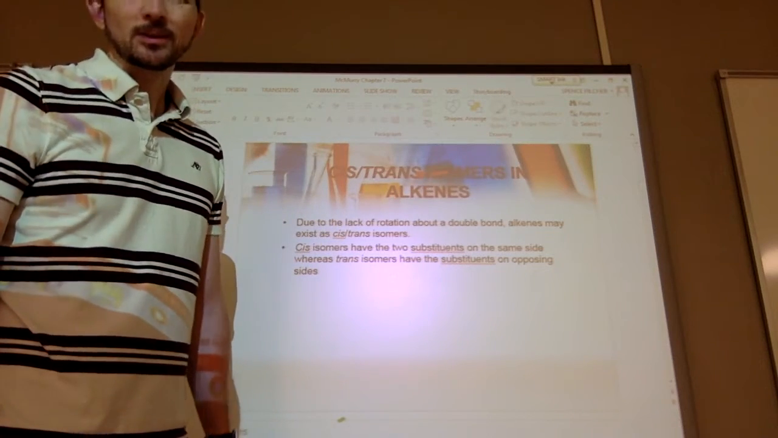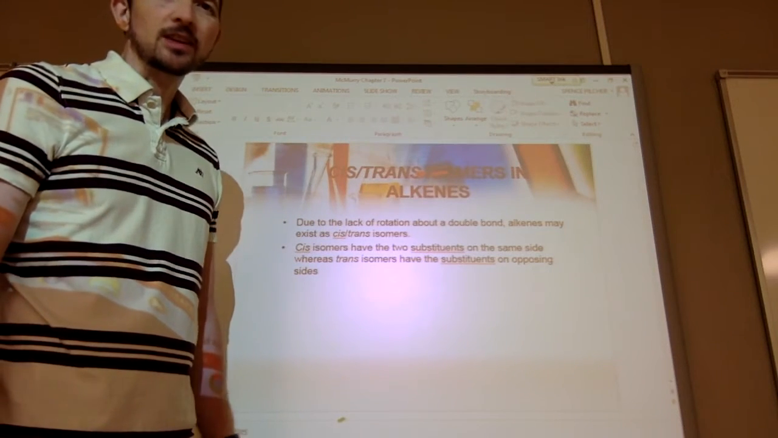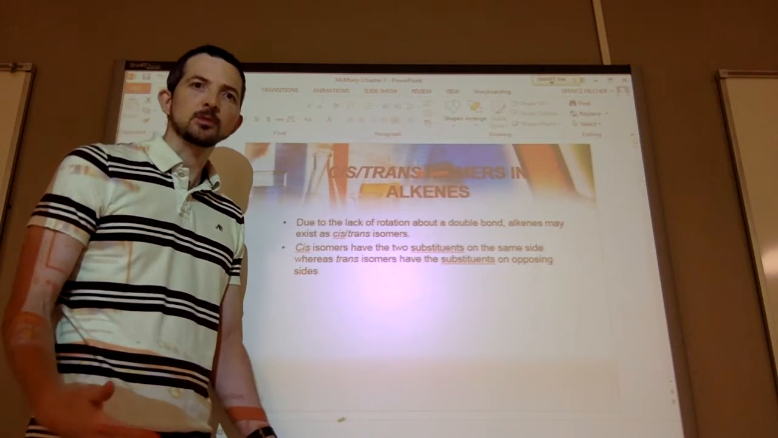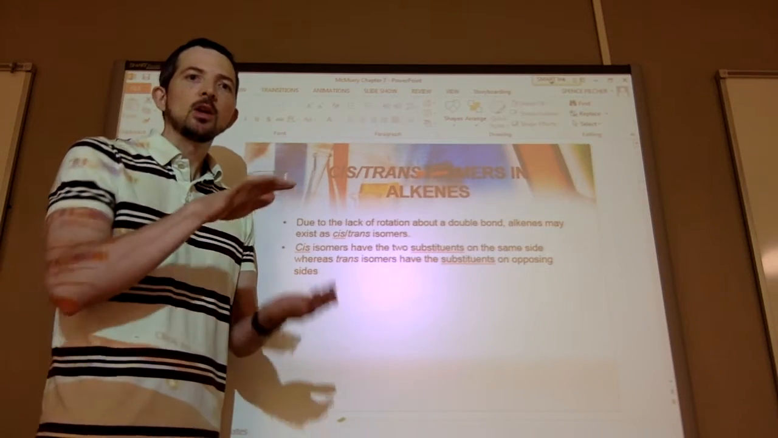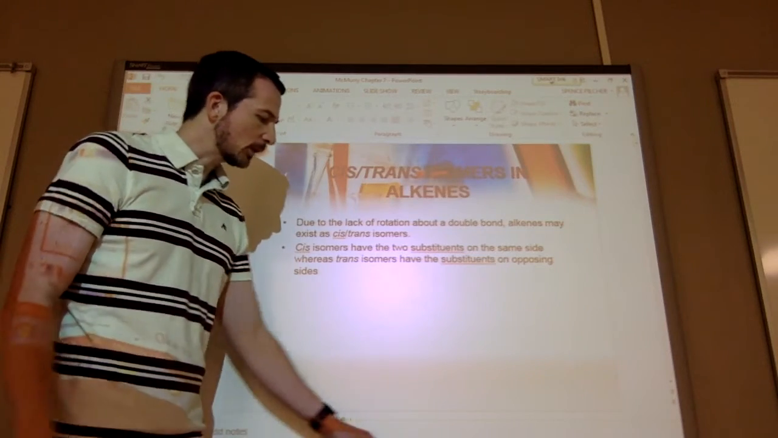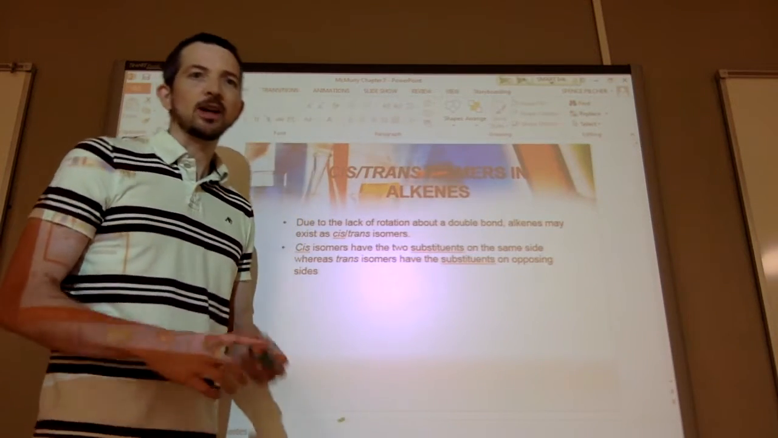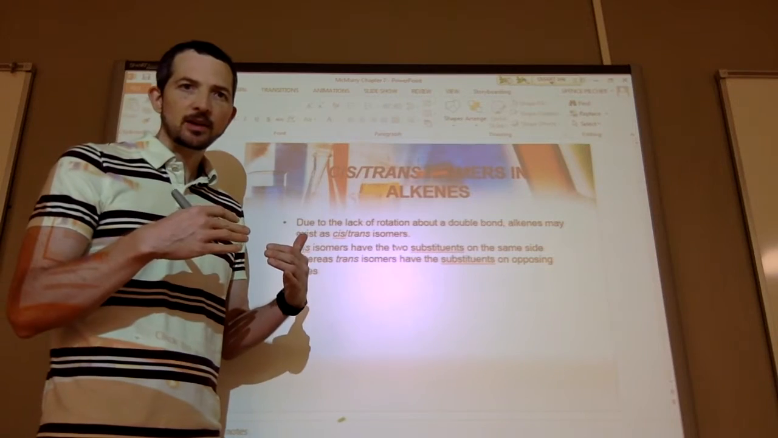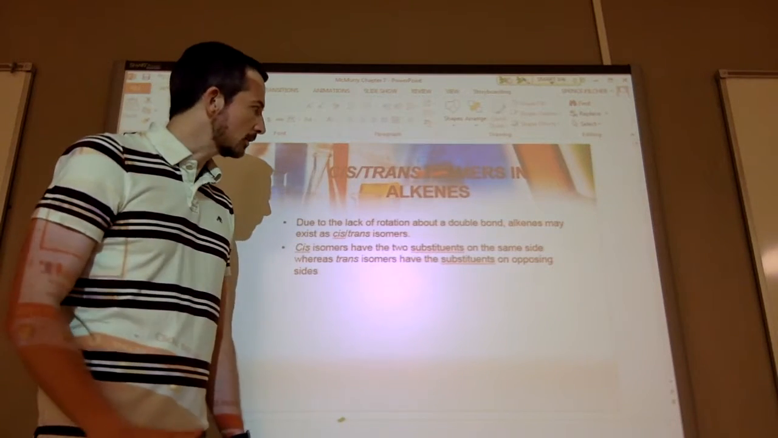So we're going to go on and look at what's cis and trans isomers in alkenes. So we've always seen cis and trans isomers in cycloalkanes, where they're on the same side of the ring or opposite sides of the ring. Same thing with double bonds, except now we're looking at double bonds. You can have substituents on the same side of the double bond or opposite sides of the double bond.